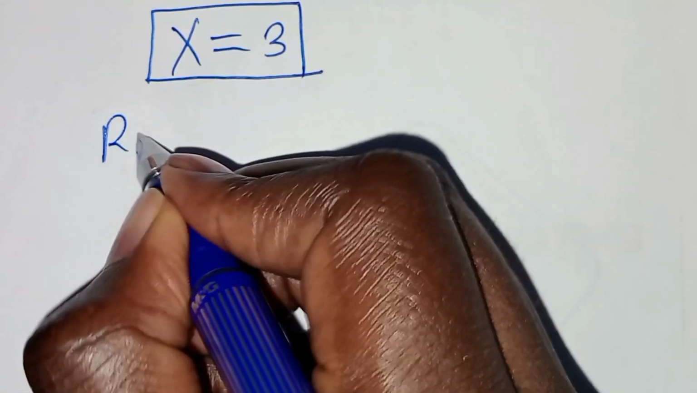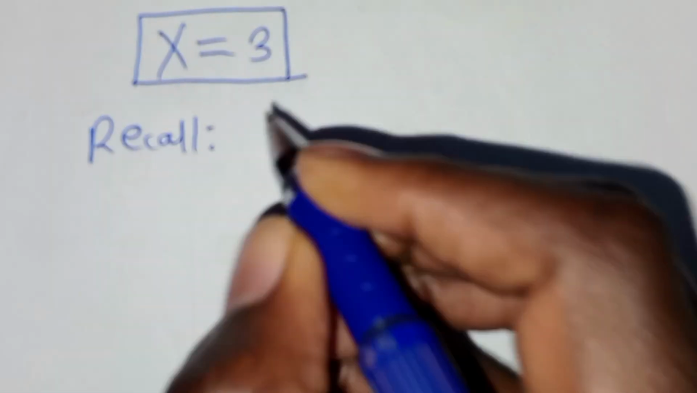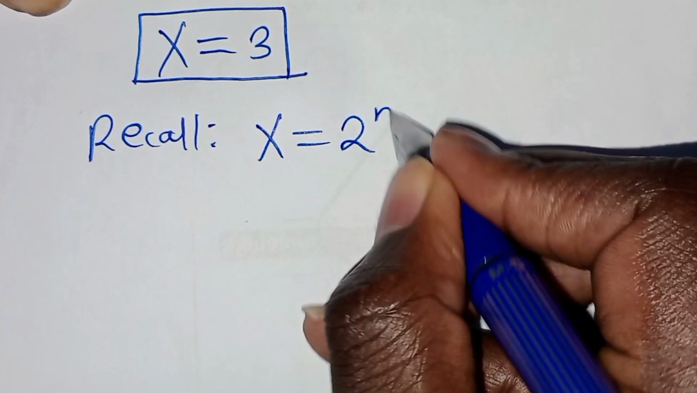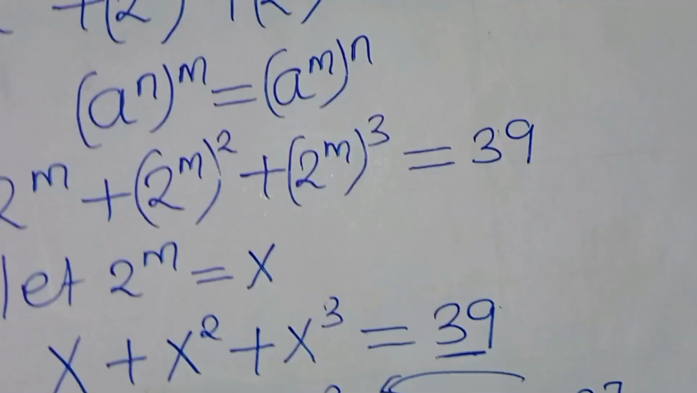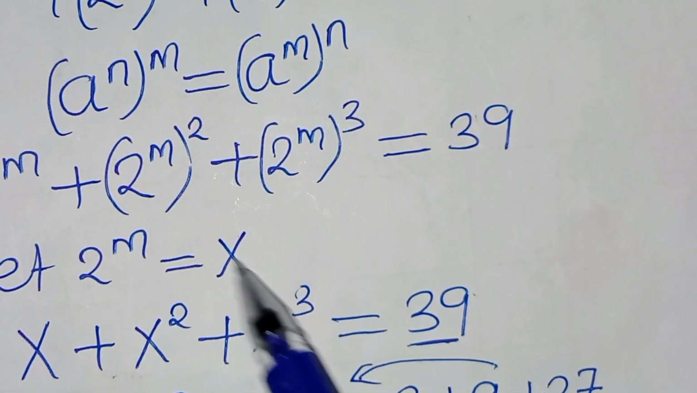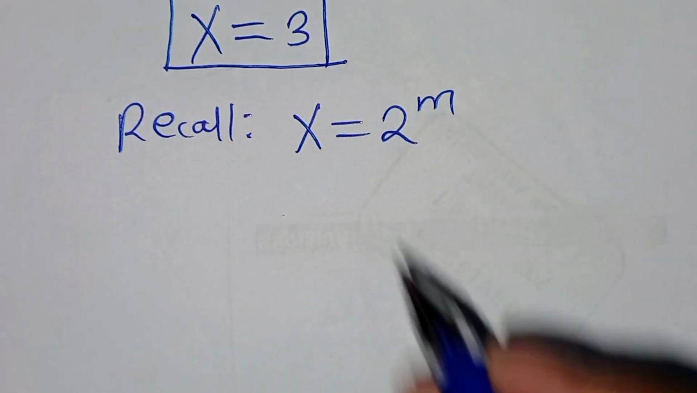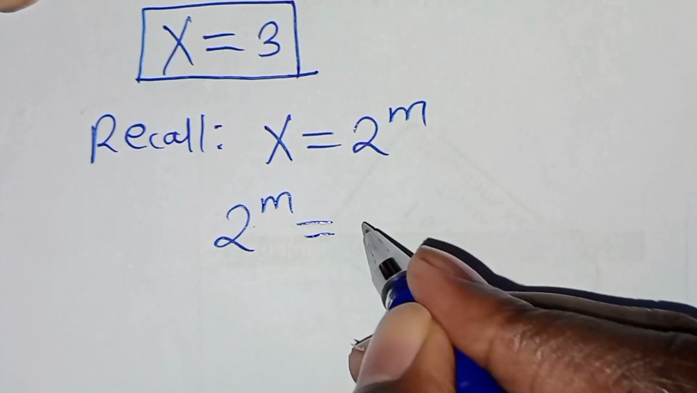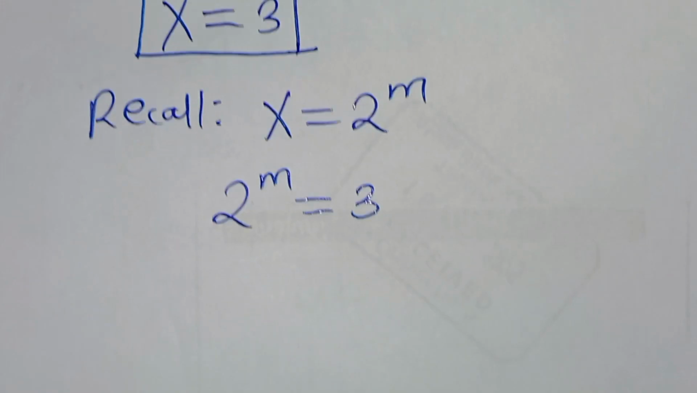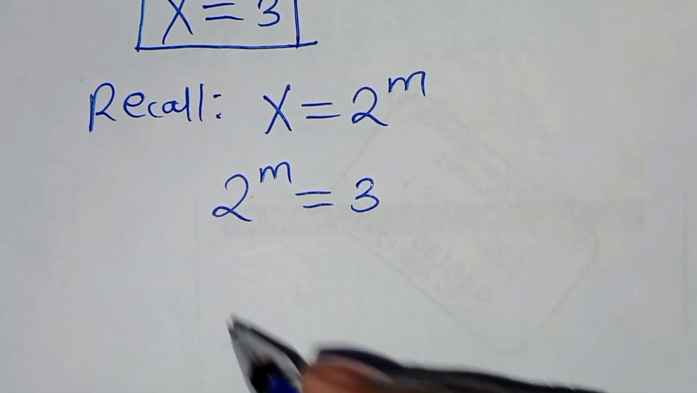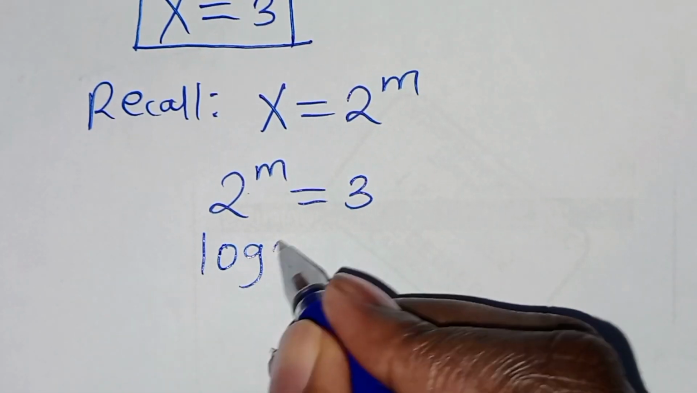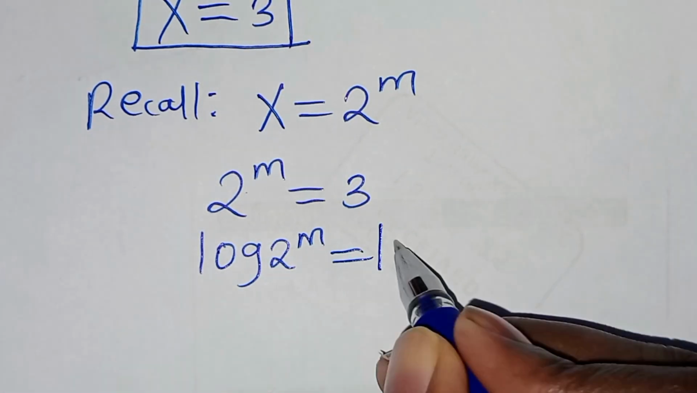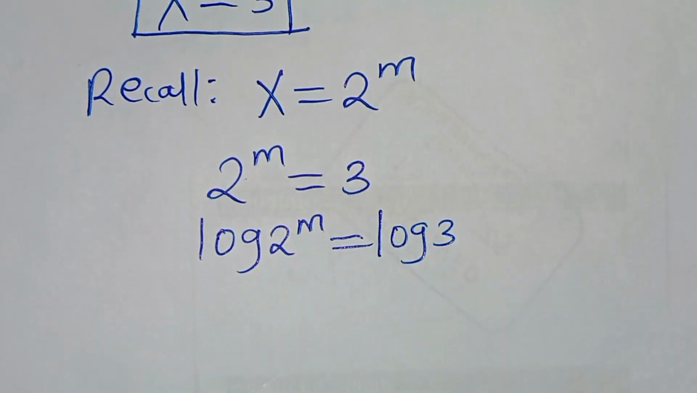Now, if you recall, we said let x be equal to 2 to power m. Now here we say let 2 to power m be equal to x. So substituting the value of x here, we have 2 to power m. This is equal to 3. To solve for m, we introduce logarithm on both sides. So here we have log 2 to power m. This is equal to log 3.